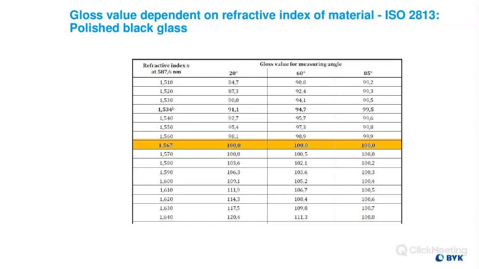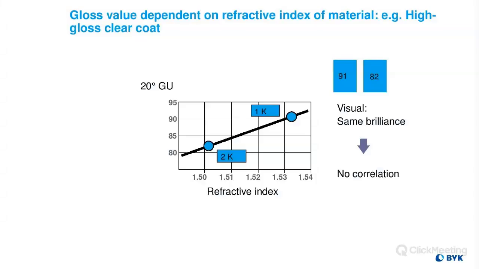And so the point is that gloss measurement is dependent on index of refraction. So you can have two materials like this black glass that look the same visually, but if they have a different index of refraction, they are going to measure slightly different. And so the point is you really only want to compare gloss readings on materials with the same index of refraction. So here we have a 1K coating and a 2K coating. They're going to have different indices of refraction, and so they're going to get different gloss measurements, even though the visual brilliance is the same.